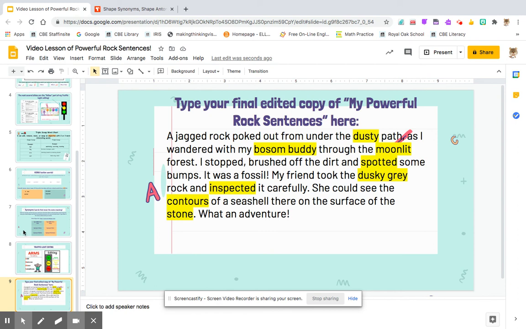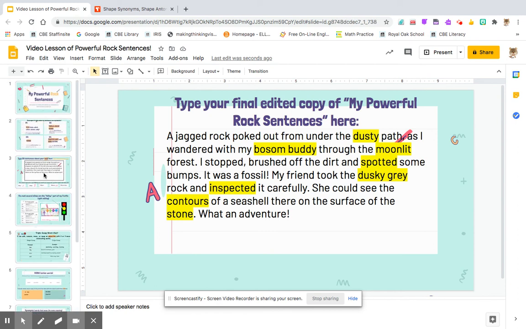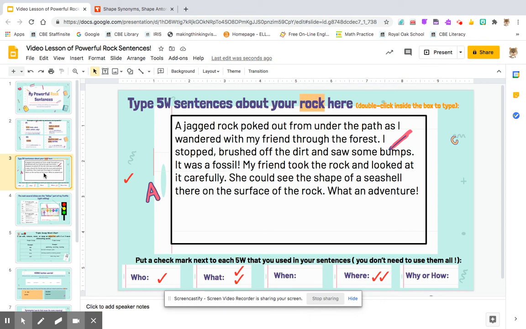So, your five sentences that you write, or your not five sentences, I keep saying that instead of five W's, sentences are going to be about a rock. So that can be one of the rocks that you found. That can be a rock that you have at home already that's special to you. Maybe it's a rock that you got from somewhere where you traveled, and write a few sentences about it.